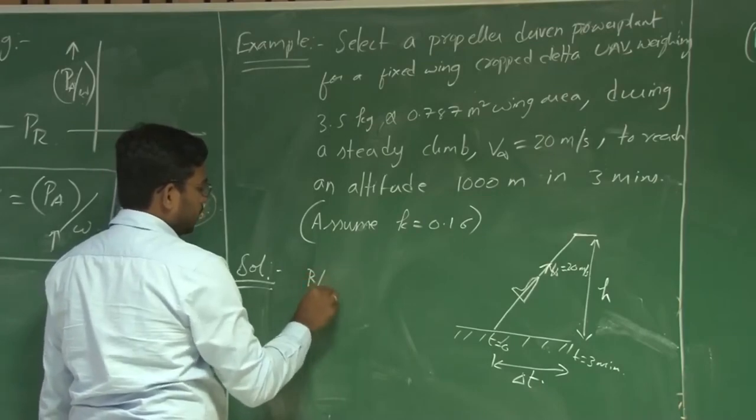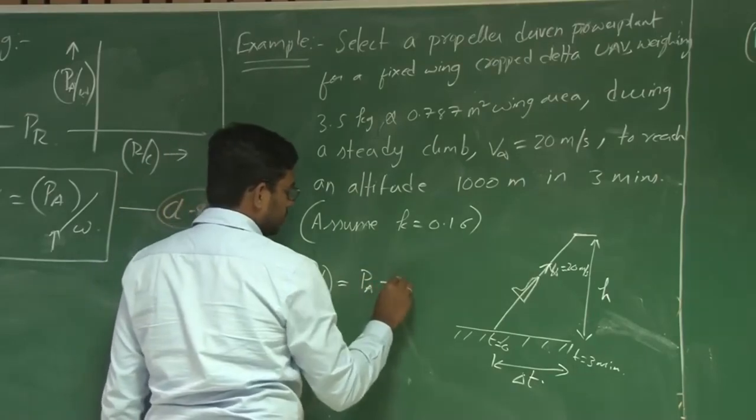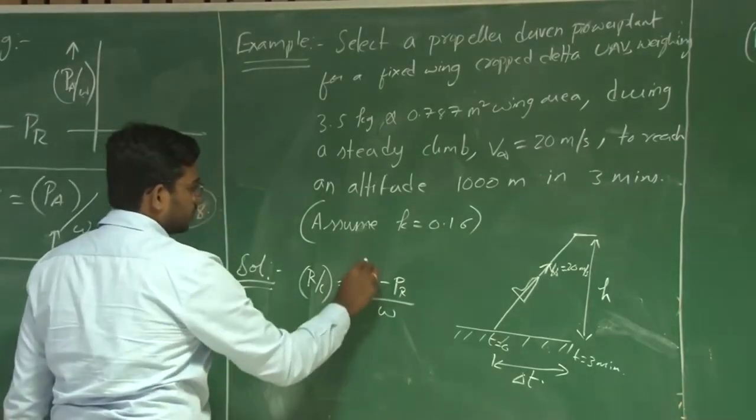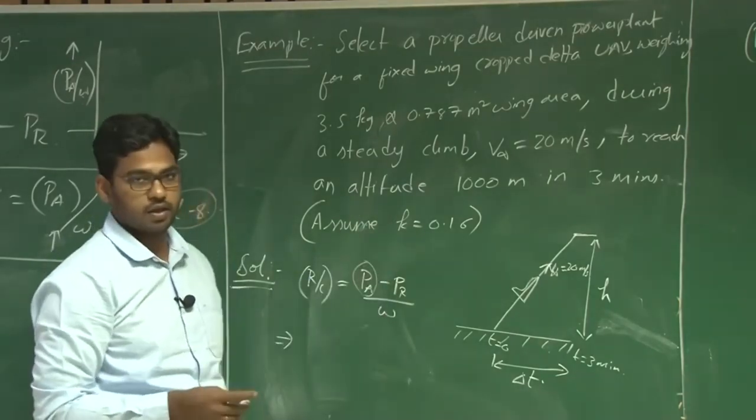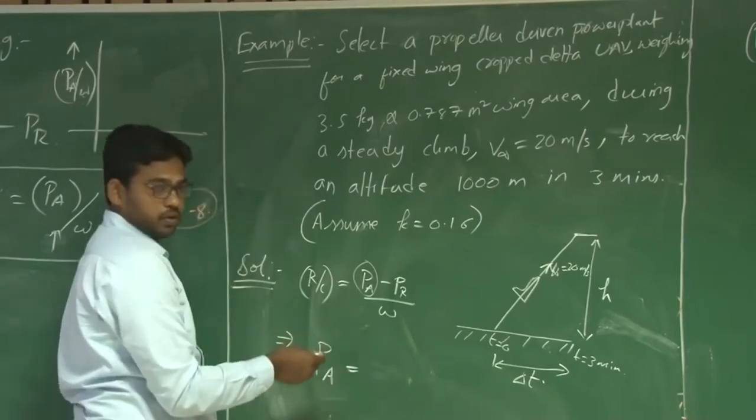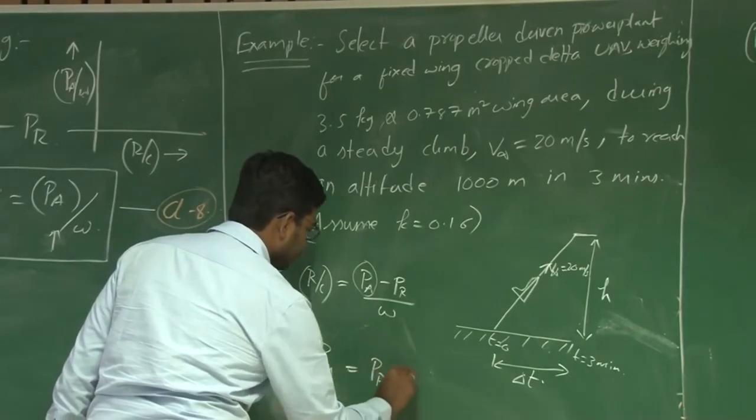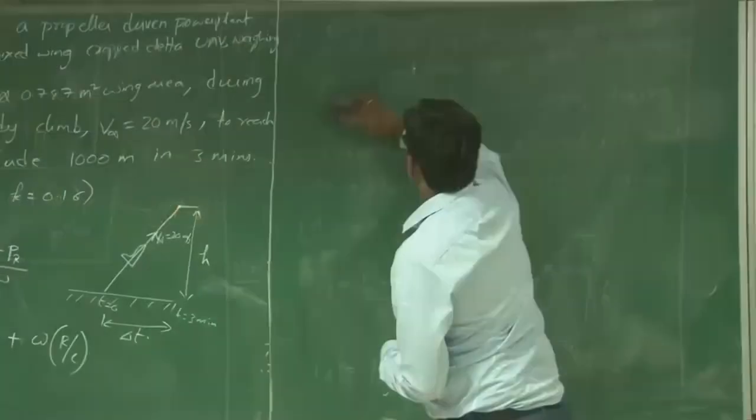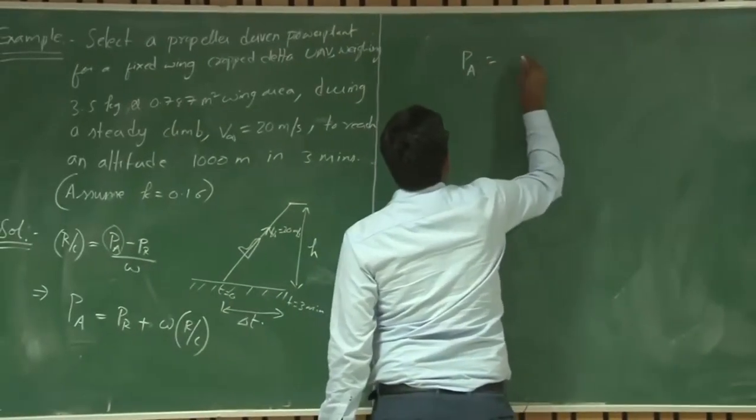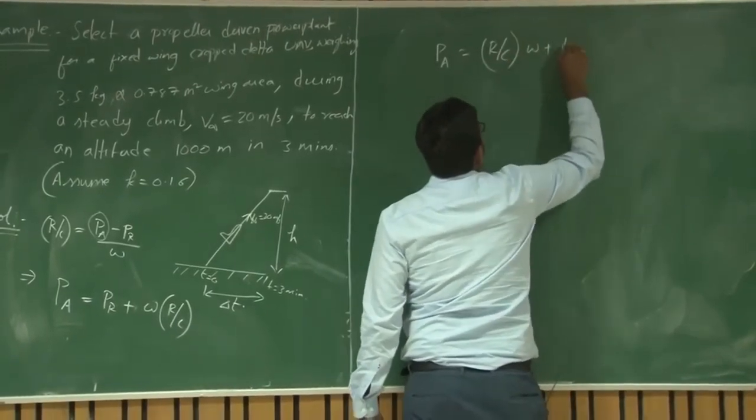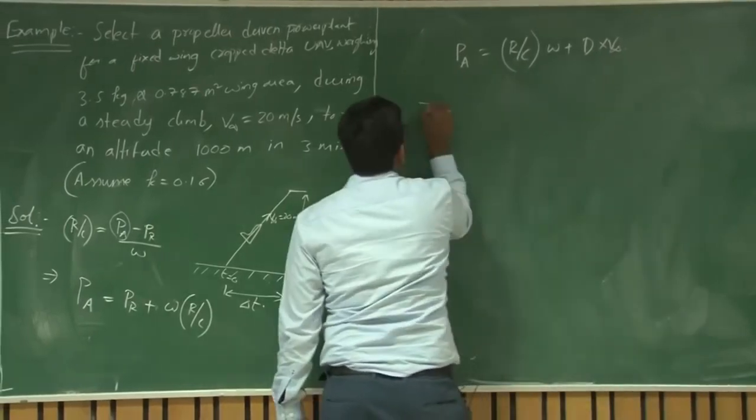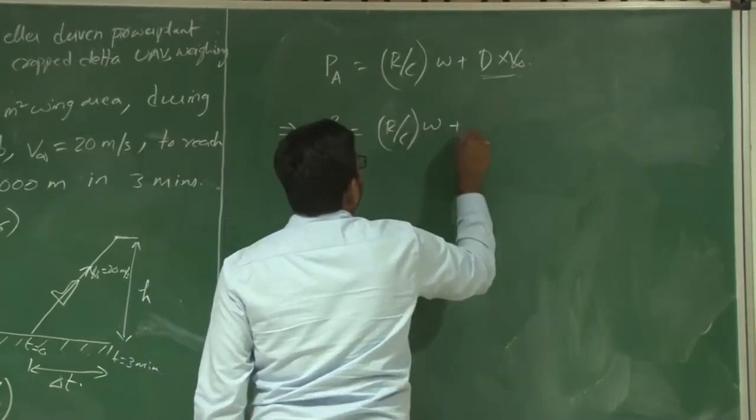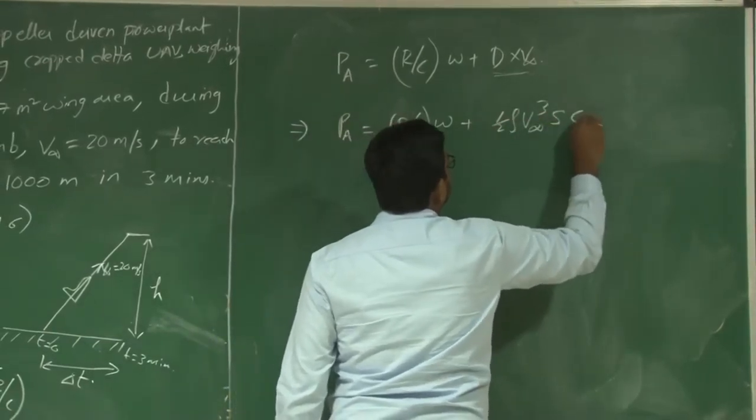So we know rate of climb is equal to power available minus power required, divided by the weight of this configuration, right? So I need to know what should be the power available from the power plant to perform this particular task, so that I can select the corresponding power plant. W into rate of climb, right. So this power available is equal to rate of climb into W plus power required, which is drag into velocity. Right. This is the power required in this case. So this is drag into velocity. So power available is equal to rate of climb into W plus half rho V infinity cube S into CD.